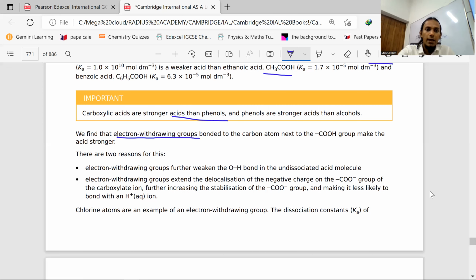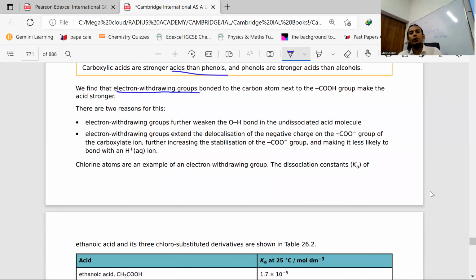Do you understand? But on the other hand, electron withdrawing groups, what do they do? Electron withdrawing groups further weaken the OH bond in the undissociated acid molecule.